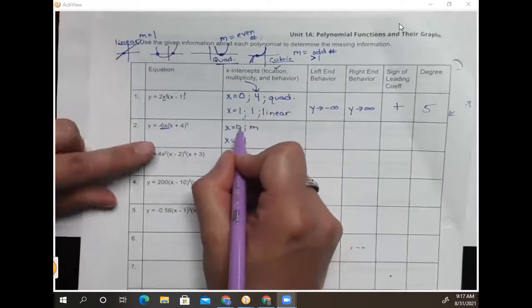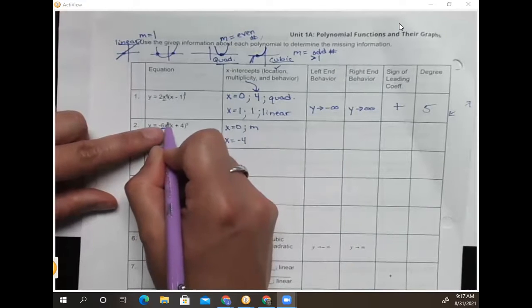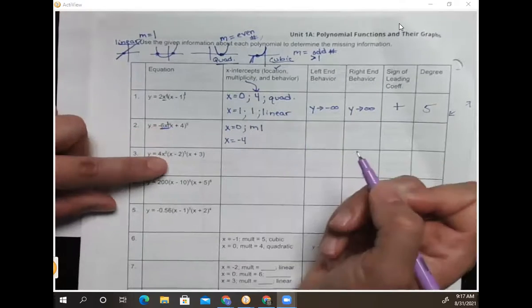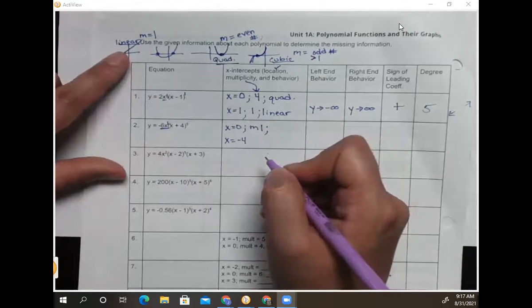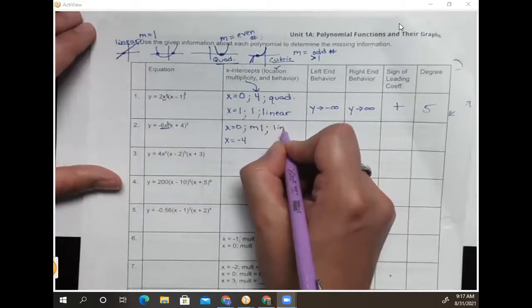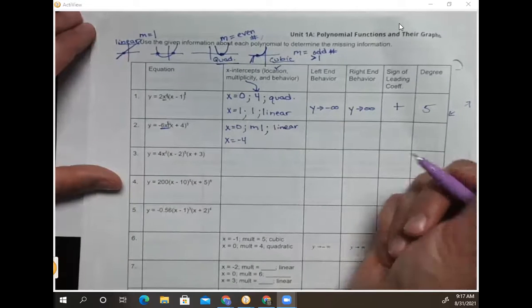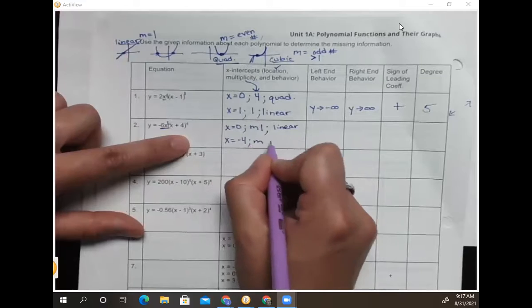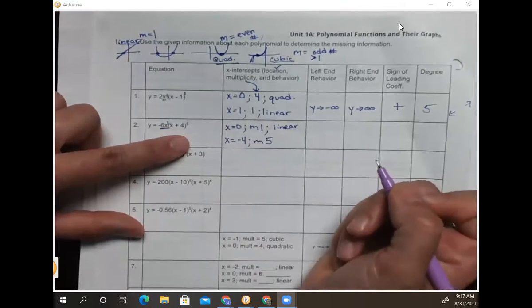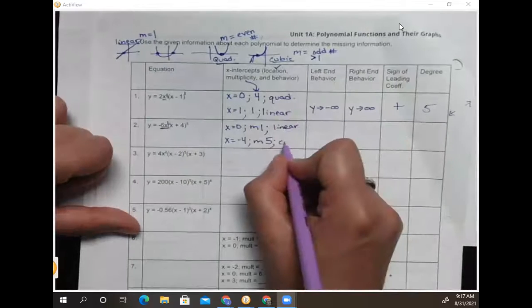So for my x-intercept at 0, my multiplicity would be 1. Since I don't see that exponent, that means that it's 1. And I know that a multiplicity of 1 means I've got linear behavior. Multiplicity of 1 is always linear behavior. For our x-intercept at -4, that exponent is 5. So my multiplicity is 5. And since 5 is an odd number, that means it's going to have cubic behavior.